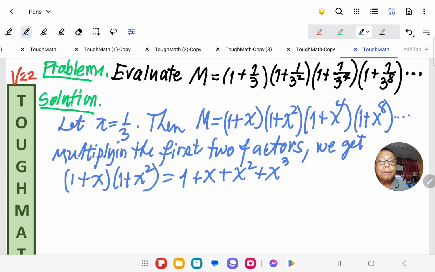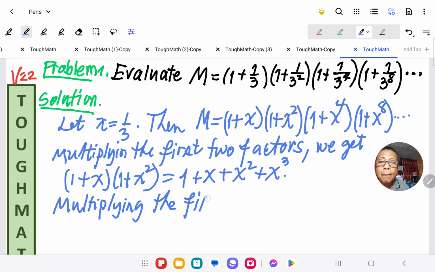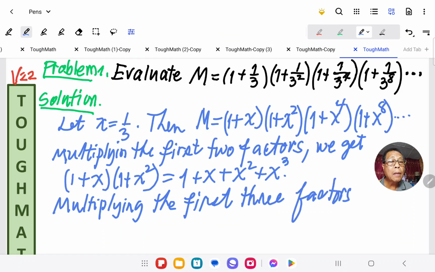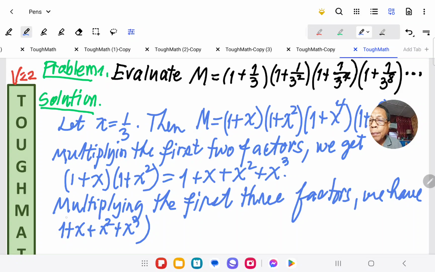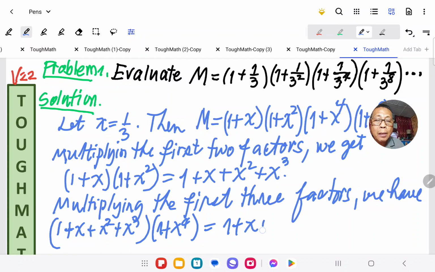Okay, and then multiplying the first three factors, we have, okay, so you have 1 + x + x squared + x cubed times (1 + x to the 4th), which gives us 1 + x + x squared and so on, and obviously the highest power of x is x to the 7.